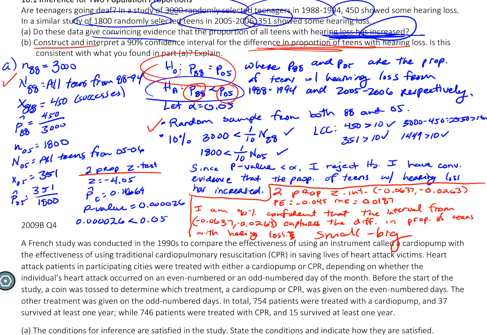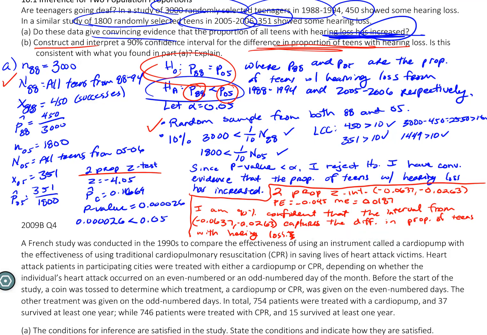And is that consistent with what we found? Yes, it's consistent with what we found because we have an entirely negative confidence interval. By having an entirely negative confidence interval, that means I have convincing evidence at the 90% confidence level that the true difference in proportion is somewhere in the negative side, meaning that the 05-06 teens had a higher proportion of hearing loss than did the 88 to 94 teens.